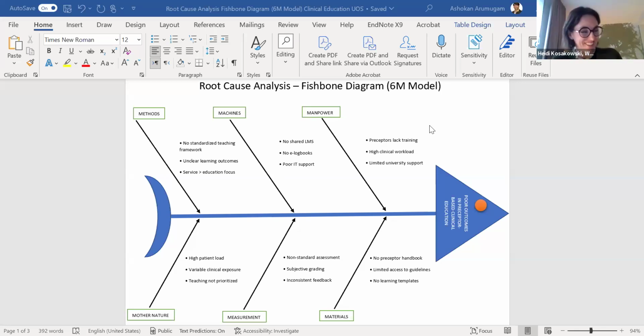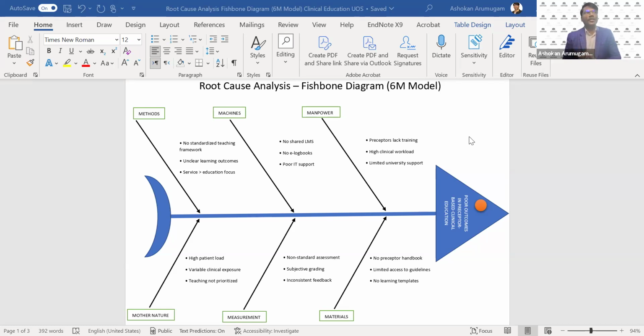This is just a simple example of root cause analysis using the fishbone diagram. I presented a practical problem that we encounter in clinical education of our students. The main problem is why we have poor outcomes in preceptor-based clinical education of our students. Our department has more than 700 students, so each year we have more than 200 students. So we cannot accommodate all the students in one hospital. So we spread the students and send them to different hospitals across the country.